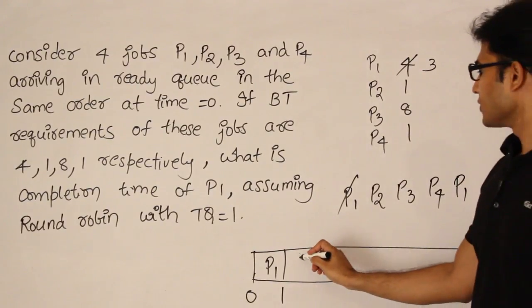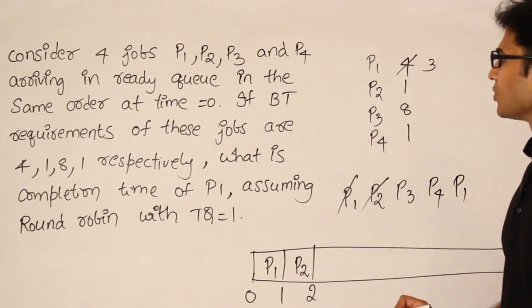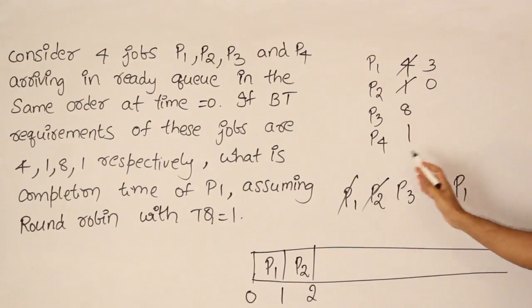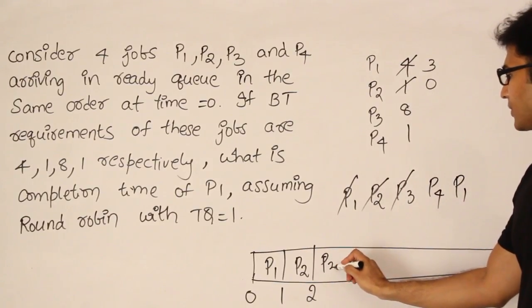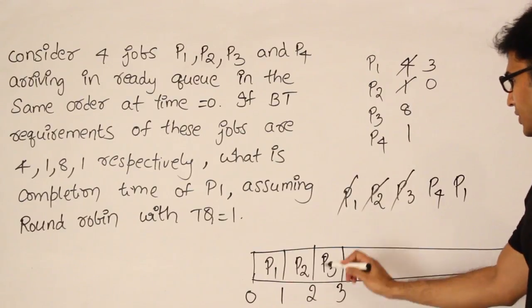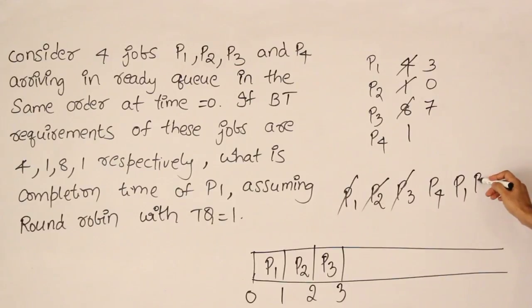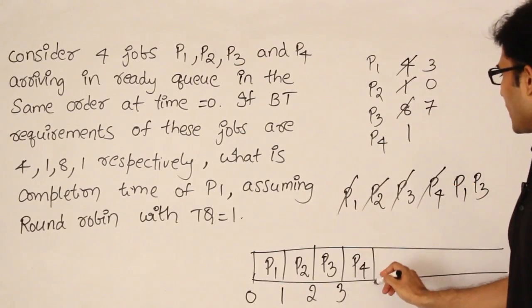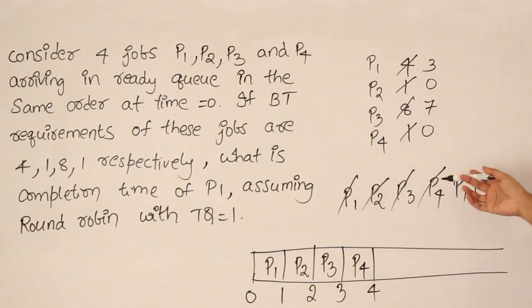And next one is P2 will be chosen, and P2 will run for 1 unit, which means till 2, right? And its remaining burst time will be 0. So should I put it back? No need, because it is finished, right? And P3 will be chosen, and it will run for 1 unit, and its new burst time will be 7. So should I put it back? Yes, because it needs even 7 more units. And next one chosen will be P4, and it will run for 1 unit, right? Therefore it is done. I need not put it back.